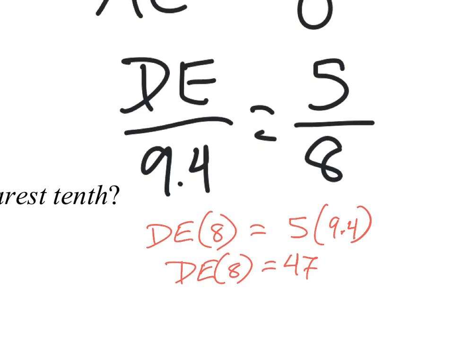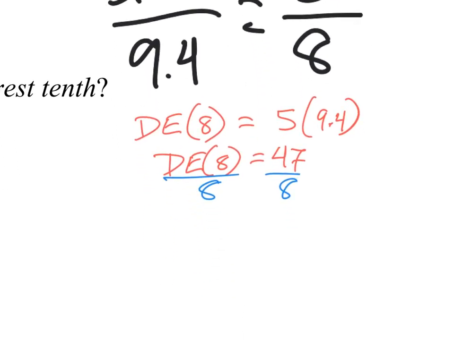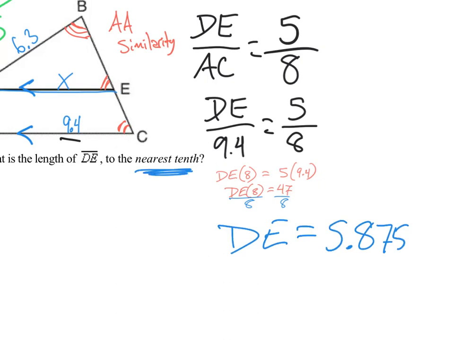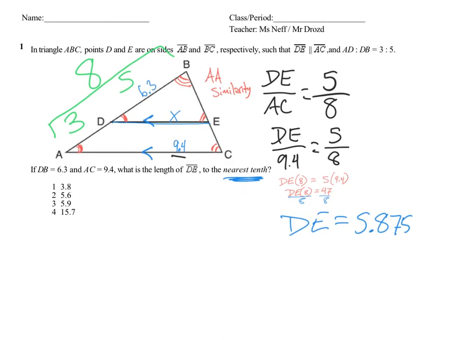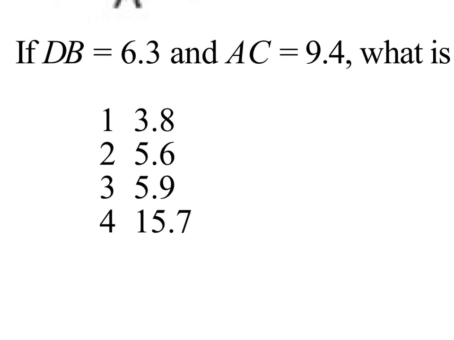We're going to need to divide both sides by 8, of course. And when we do that, DE equals what? What does DE equal? It equals 5.875. All right. I know that the problem asks us to identify the value to the nearest tenth. And if it's 5.875, clearly option 3 is the winner at 5.9. This, ladies and gentlemen, is the answer.